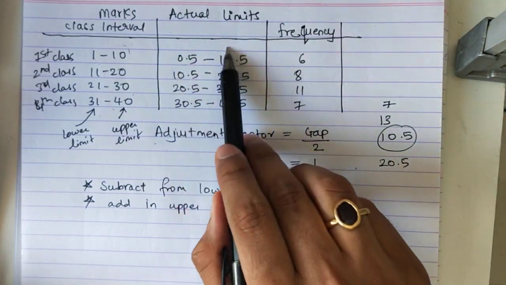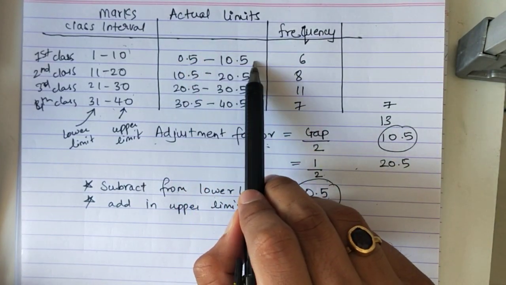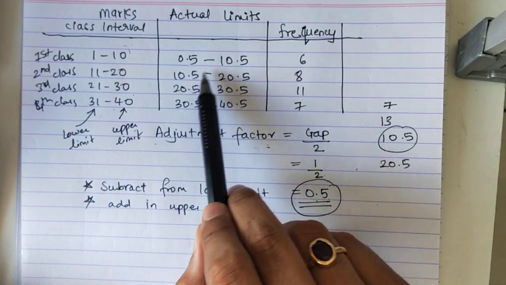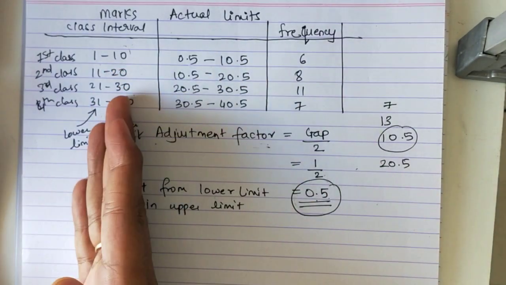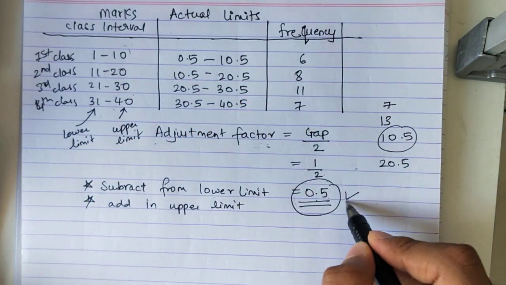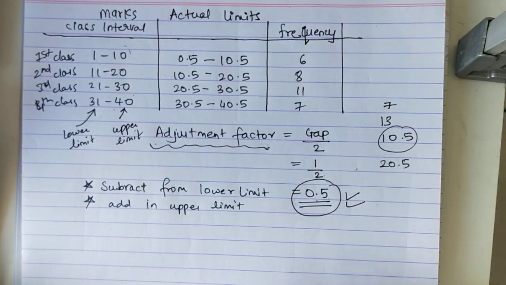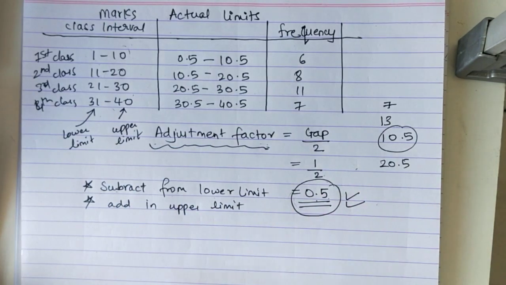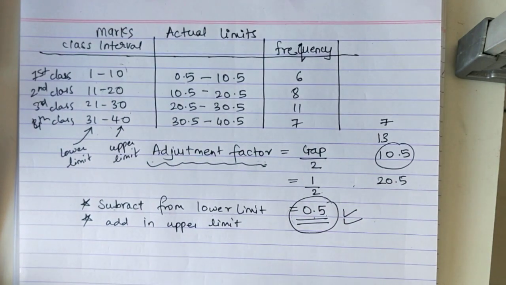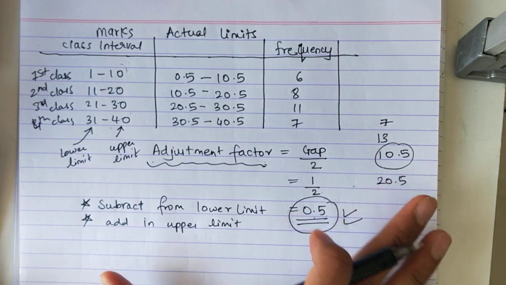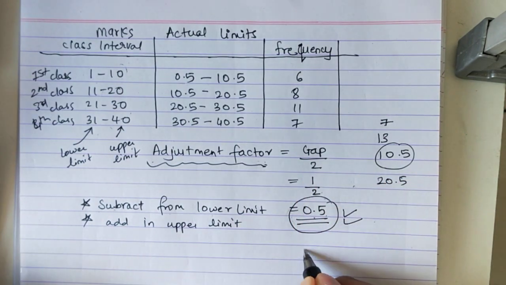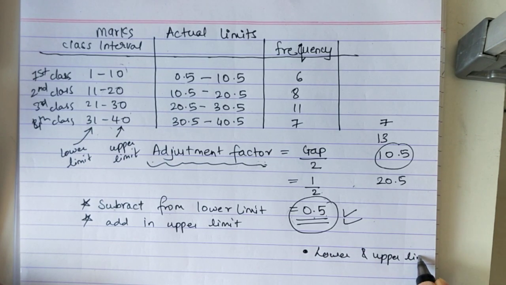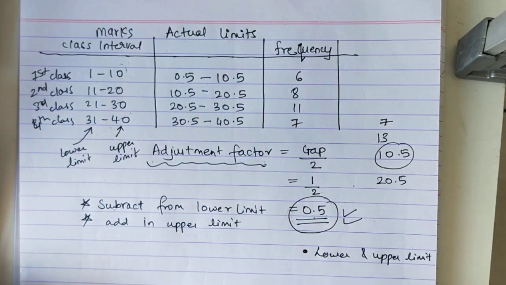Now you see the data is continuous. See, 0.5 to 10.5, then 10.5 to 20.5, 20.5 to 30.5. Now it is continuous, correct? So we changed discontinuous data into continuous data by using this adjustment factor. Subtract from the lower limit and add in the upper limit. Now this was one thing where you learned the points which we are learning here. First you learned what are lower and upper limits. So these are lower limit and upper limit.